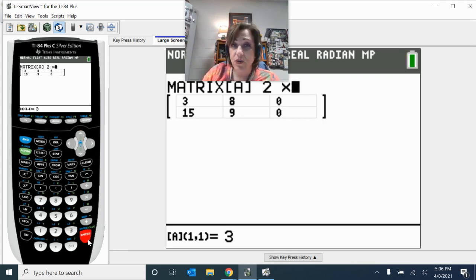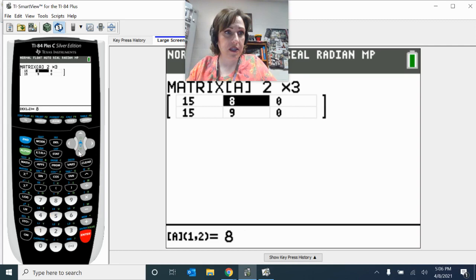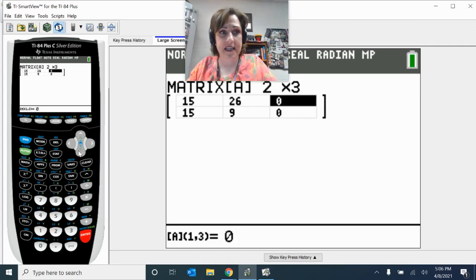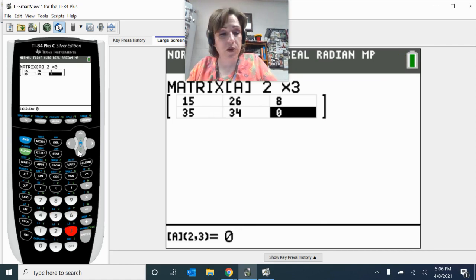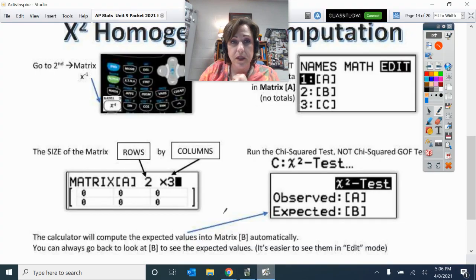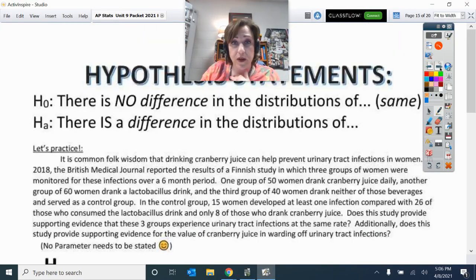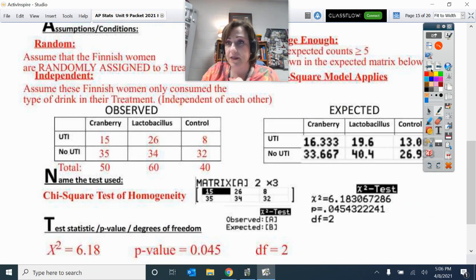And so let me go ahead now and put into it the information that was observed. We had the 15, and then I hit enter, and there were 26 in the lactobacillus, 8 in the control group. That made 35 not getting a UTI, 34, and 32. So there is the observed data for our experiment with the cranberry juice, the lactobacillus, and the control. There is the observed. Now, here's what you do next.